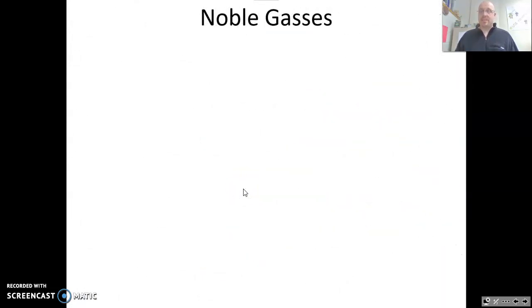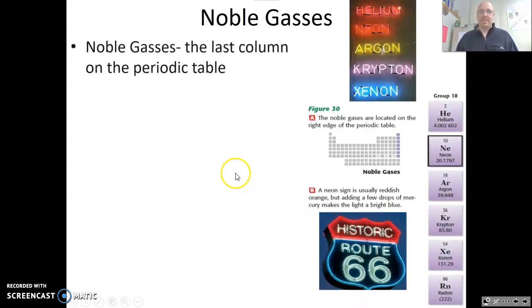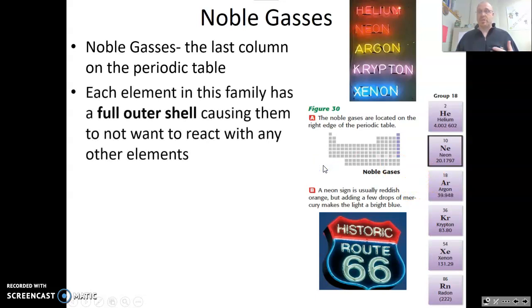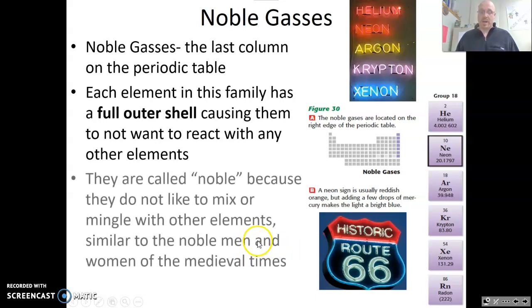The next group, the last of the families, is called the noble gases. They're the last column in the periodic table. And the reason they're called the noble gases is because they basically don't want to share anything with any other family. They're like the nobles of medieval times, where if you weren't another noble, they wouldn't hang out with you. So each element of this family has a full outer shell, and that's why they don't want to react. They are used in a lot of neon signs. Notice that neon is the second in the group. It's element number 10.